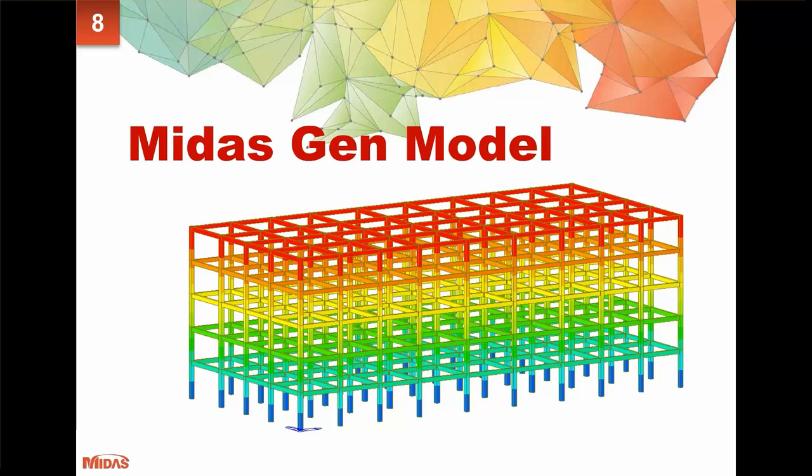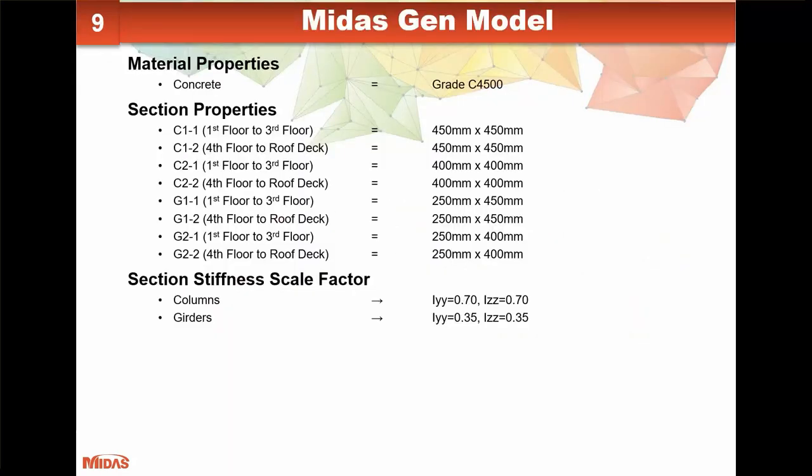So we're going to go now to our MIDAS Gen model. Here are the parameters of the structural model. For the material properties, concrete grade C4500. For the section properties, there are 4 columns and 4 girders that are assigned to that model. And here are the dimensions. Also, I've included the stiffness scale factor for the columns and girders.